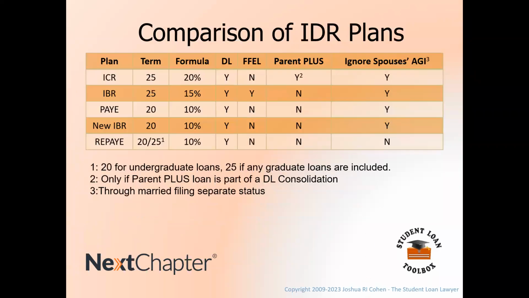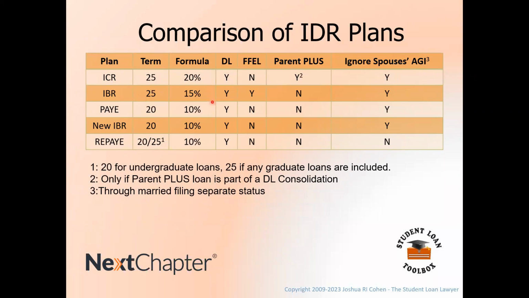So here again, you're going to get a copy of these slides. Here is your cheat sheet. All of the different plans, the term to forgiveness: ICR and IDR get a 25-year forgiveness, PAYE and new IDR get 20. And then repay is a 20-year forgiveness if you only have undergraduate loans, 25 years if you have a single graduate level loan or more.